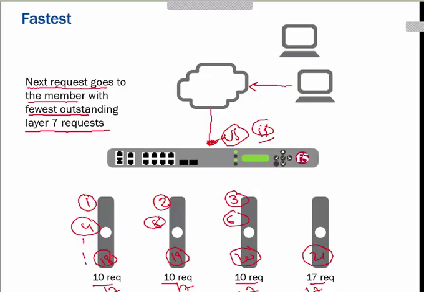The load balancing will fail, and it will fall back to the least connection method, which we talked about earlier. That means when we say fail, the fastest load balancing fails and it falls back to least connection. So the first comes first, second and third go here, fourth and fifth go there.